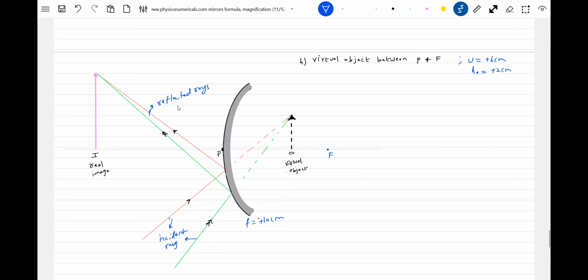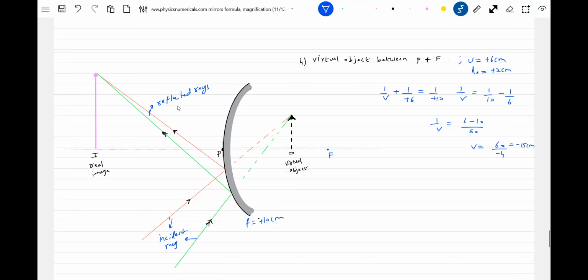Okay, let's use the mirror formula. 1 by V plus 1 by 6 equals 1 by 10. So this will be 6 minus 10 by 60. So V is equal to 60 by minus 4, that is minus 15 centimeter.